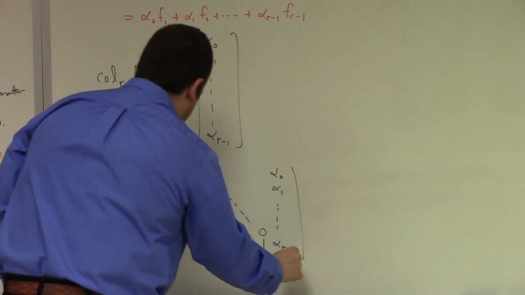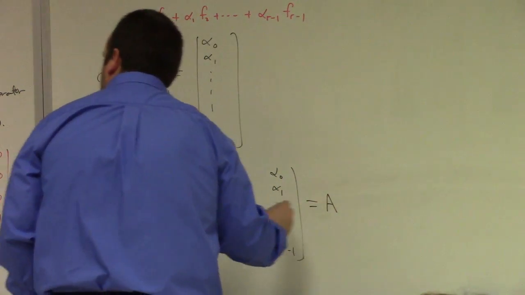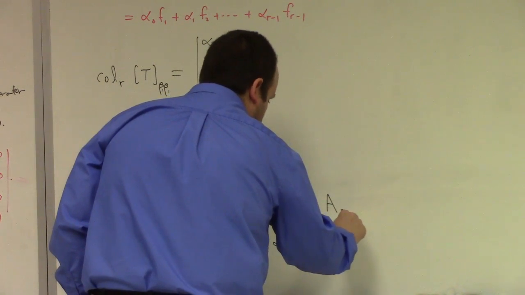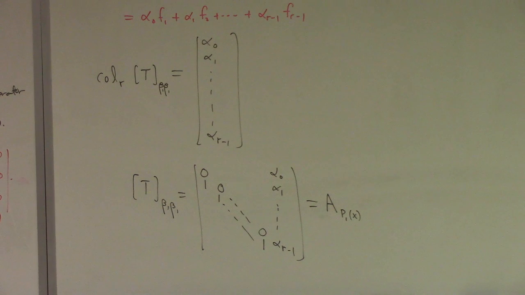So this is what? This is the companion matrix. He calls it A of what? A of what? P1x, right?